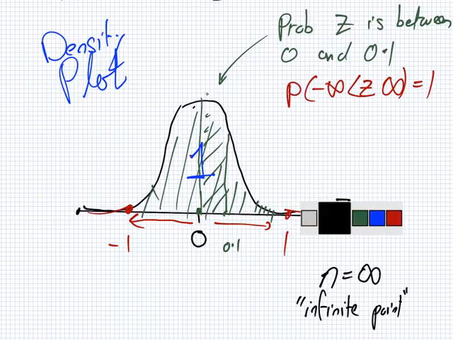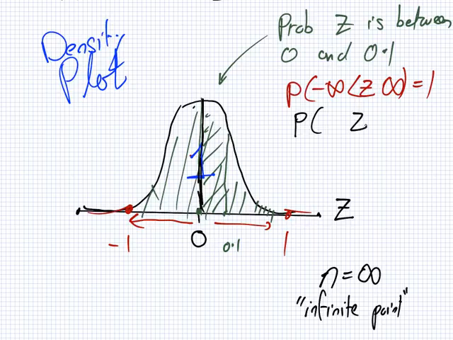If you look at the graph, what would you say the probability is that z is between 0 and infinity? If that's this part of the graph, what would you say the answer is? A half, yeah. This graph is symmetric. It's the same on the left and the right.